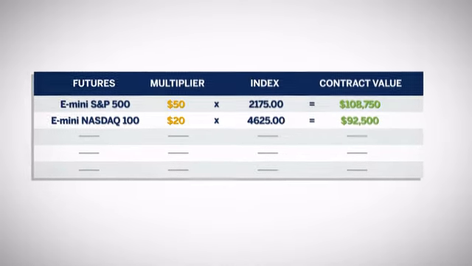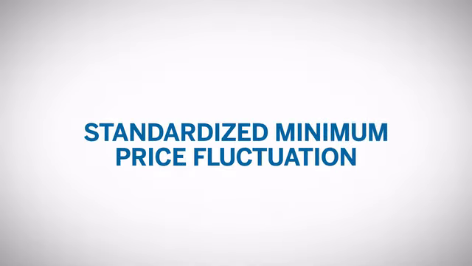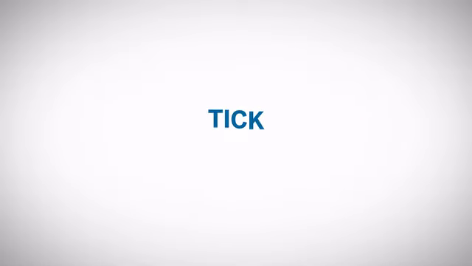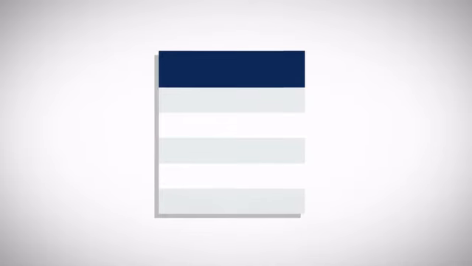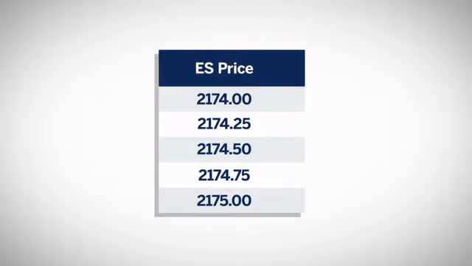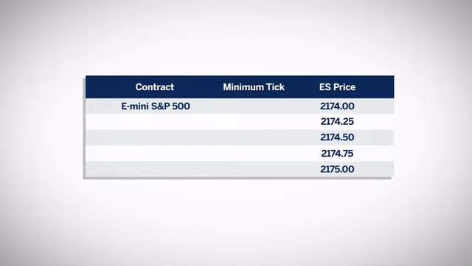Additionally, every equity index futures contract has a standardized minimum price fluctuation, also known as a tick. The tick value is the minimum price movement, either up or down, that can occur with each futures contract. For example, E-mini S&P 500 futures have a minimum price fluctuation of 0.25 index points, or a quarter of an index point. Therefore, one tick in the E-mini S&P 500 is 1/4 of 1 point. Since a full point movement is worth $50, a quarter point movement is worth $12.50.